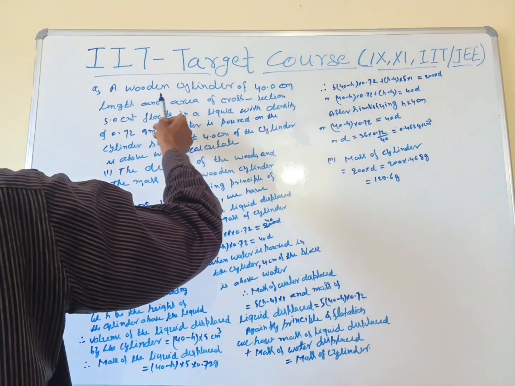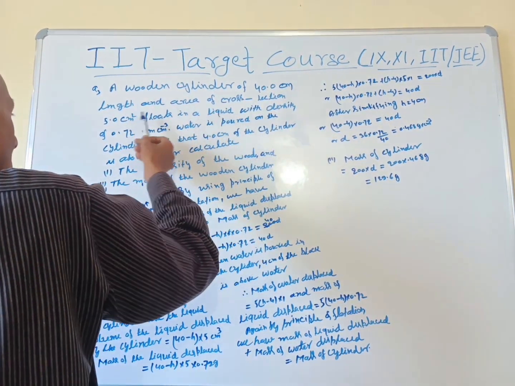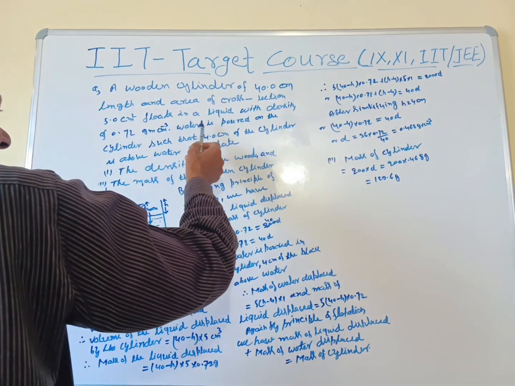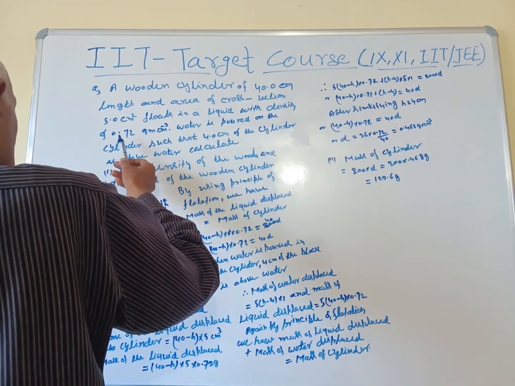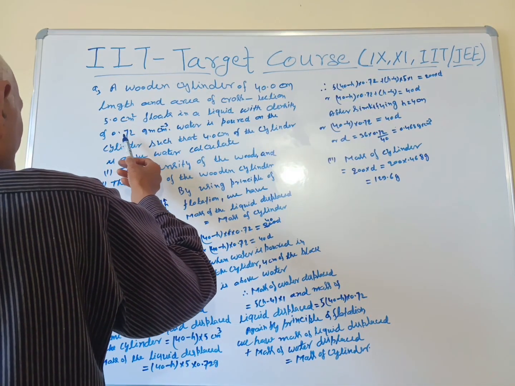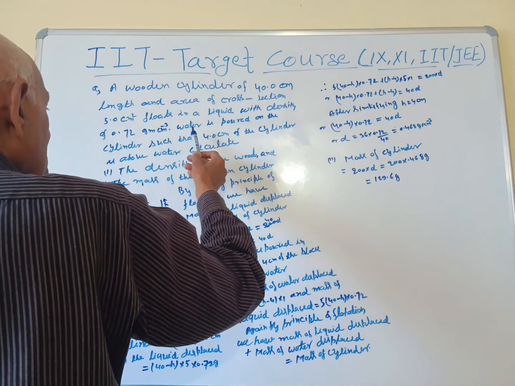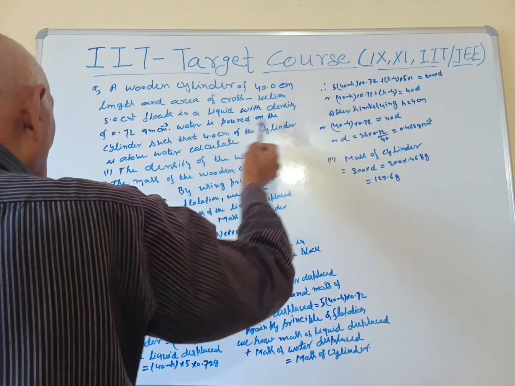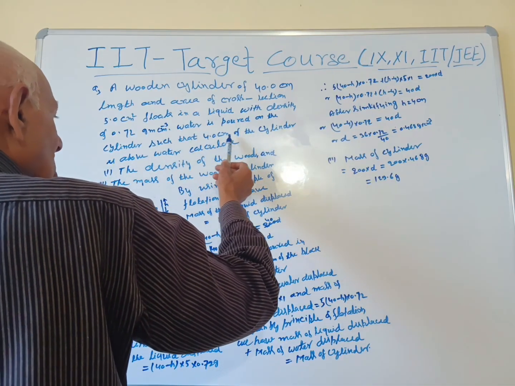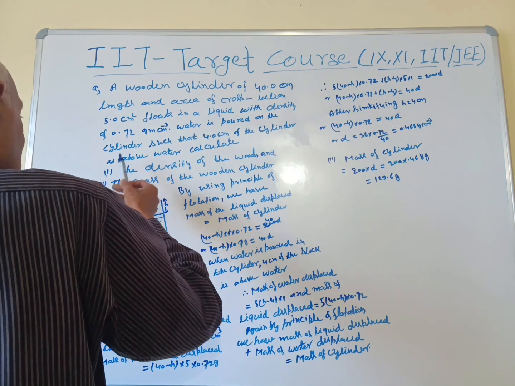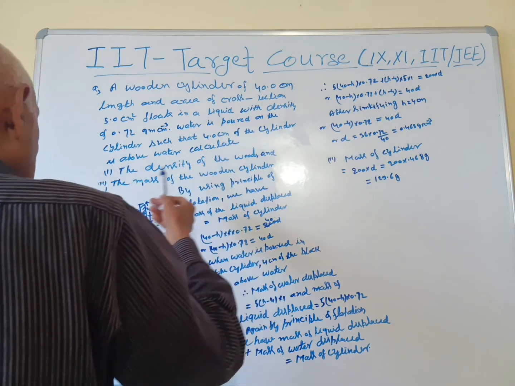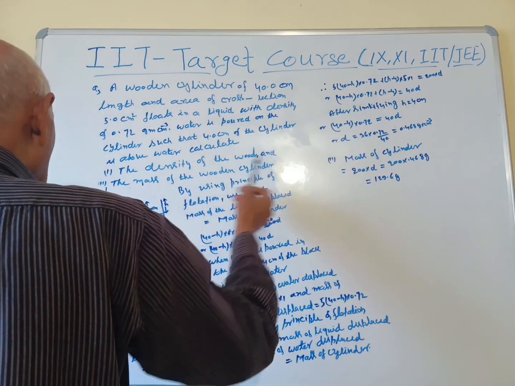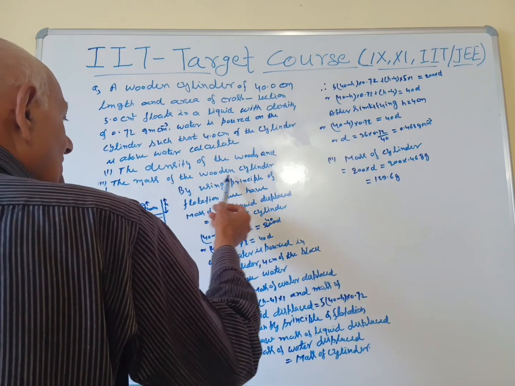Question 3. A wooden cylinder of 40 centimeter length and area of cross section 5 square centimeter floats in a liquid with density of 0.72 gram per cubic centimeter. Water is poured on the cylinder such that 4 centimeter of the cylinder is above water. Calculate, part 1, the density of the wood, and second, the mass of the wooden cylinder.